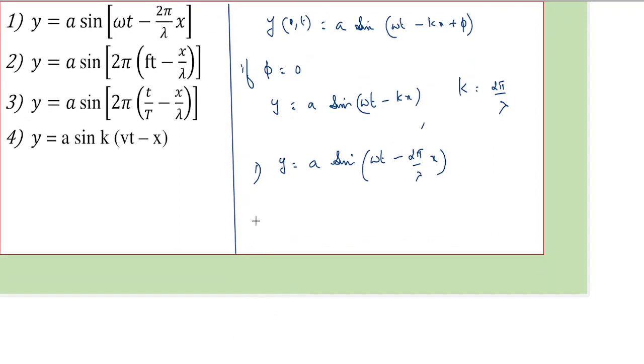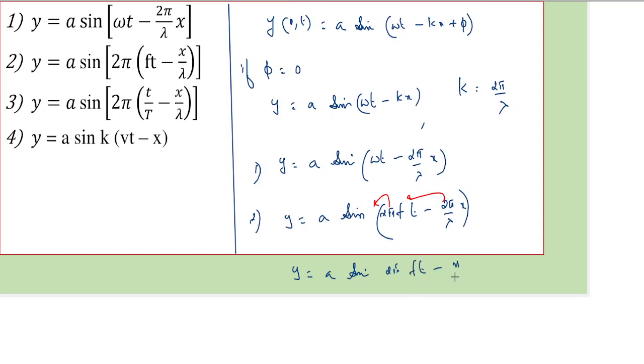Now from here, we rewrite this: y is equal to a into sine of, omega is equal to 2 pi f, so 2 pi f into t minus 2 pi by lambda into x. From here, if we pull out 2 pi, which is common, then we get y is equal to a into sine of 2 pi into f t minus x by lambda. So this is another form of the wave equation.